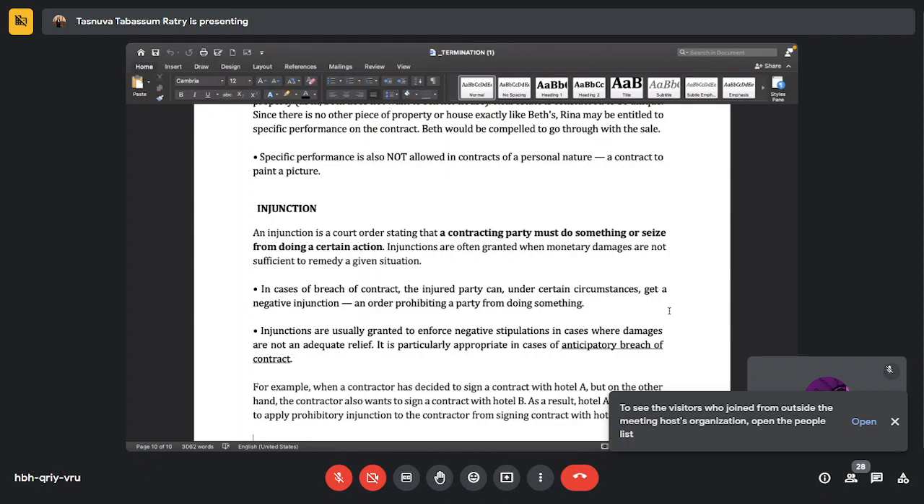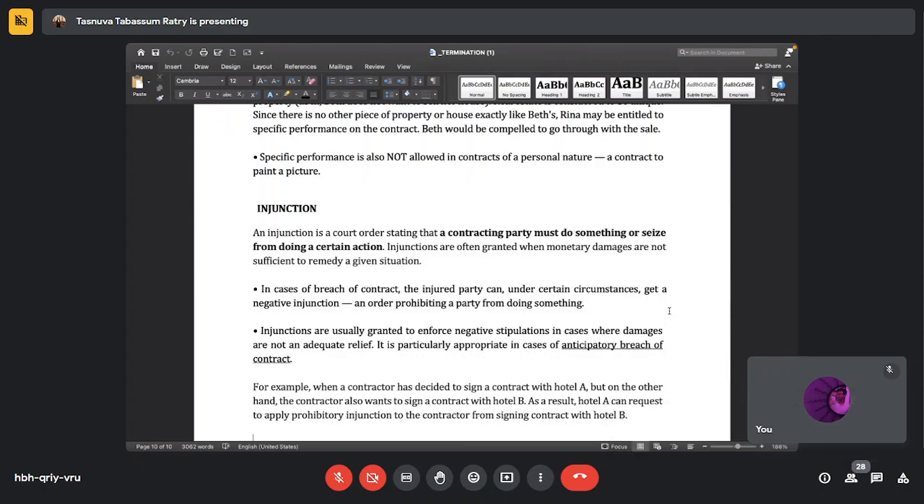Now if he works with any other company within the next 3 years, in that case what order can company A take? Specific performance, damages, or injunction? Of course injunction, because that would prohibit him from working with any other company.